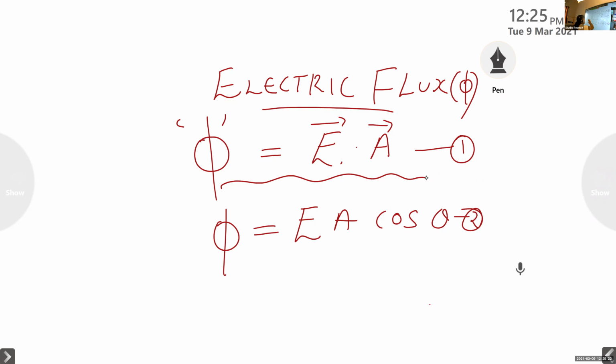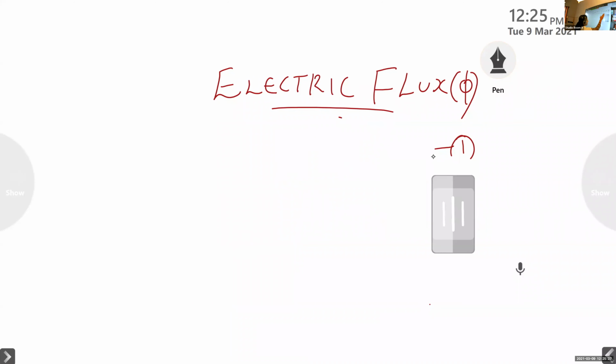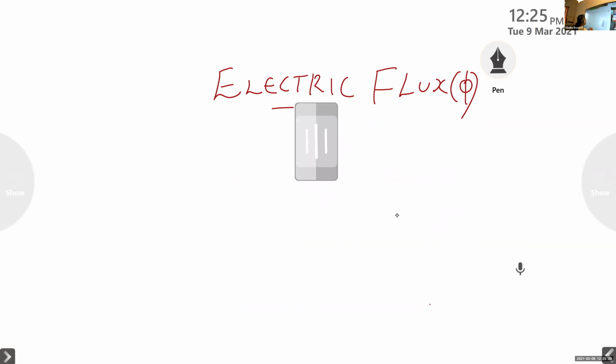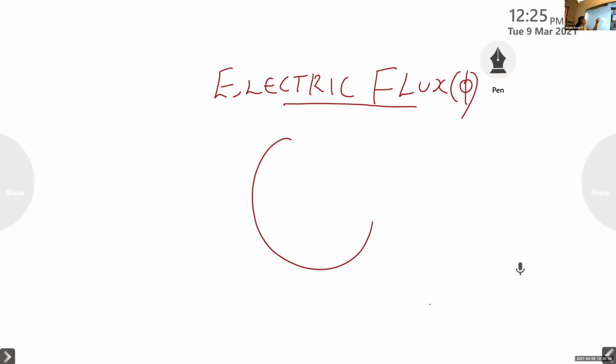Okay. Now, suppose we consider the electric flux of a small area. For example, I consider a sphere. The entire area of the figure is given by A, right? But I want to calculate the electric flux of a small area. For that, I consider a small portion of this figure, and this small portion has an area of dA.